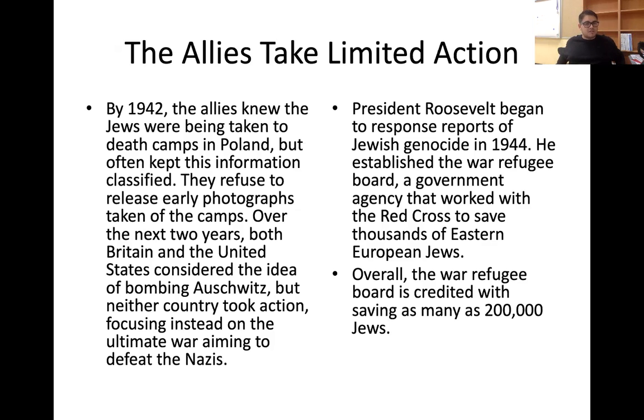They refused to release early photographs taken of the camps. Over the next 2 years, both Britain and the United States considered the idea of bombing Auschwitz, but neither country took action, focusing instead on the ultimate war aiming to defeat the Nazis. President Roosevelt began to respond to reports of Jewish genocide in 1944. He established the War Refugee Board, a government agency that worked with the Red Cross to save thousands of Eastern European Jews. Overall, the War Refugee Board is credited with saving as many as 200,000 Jews.